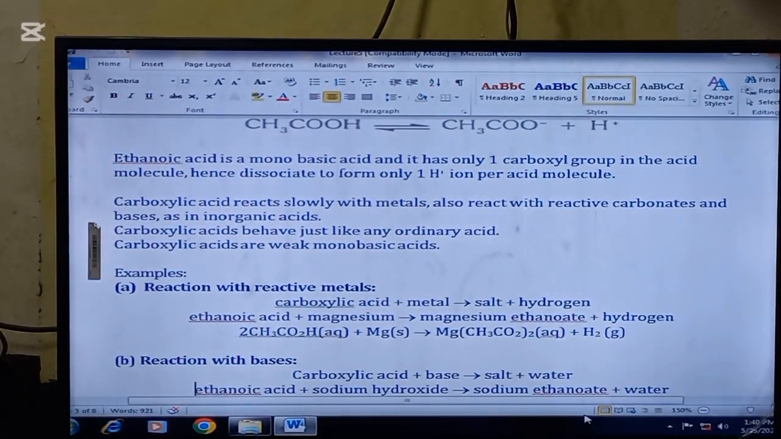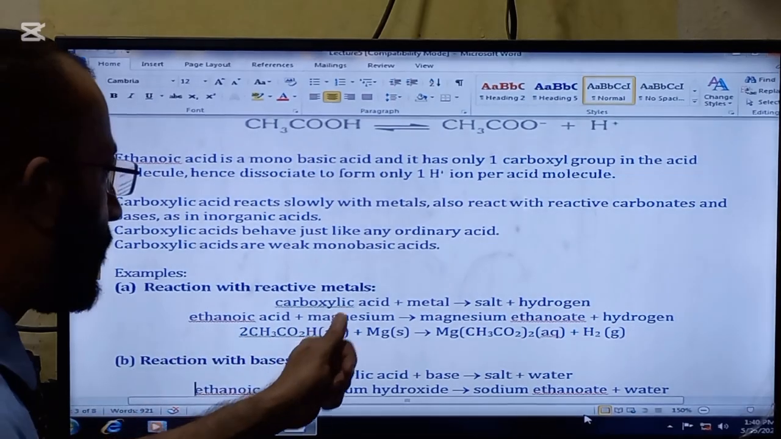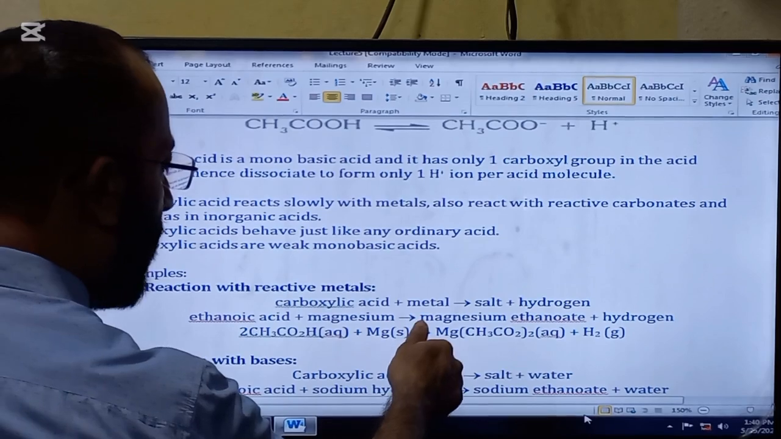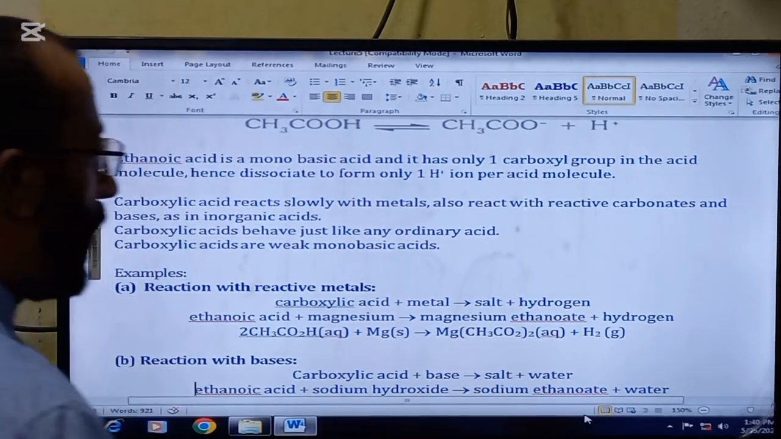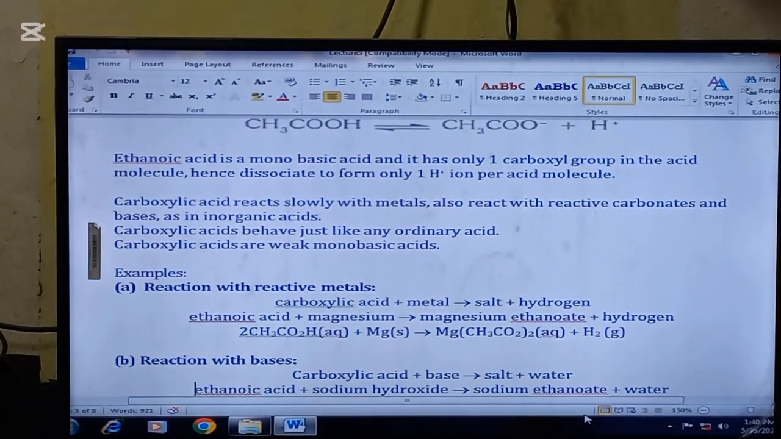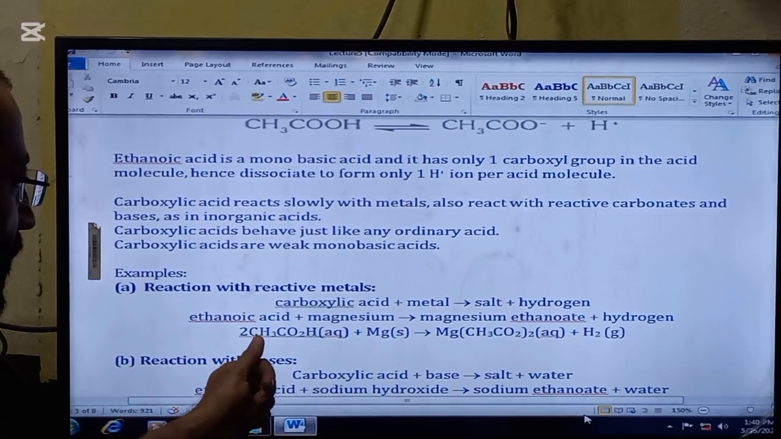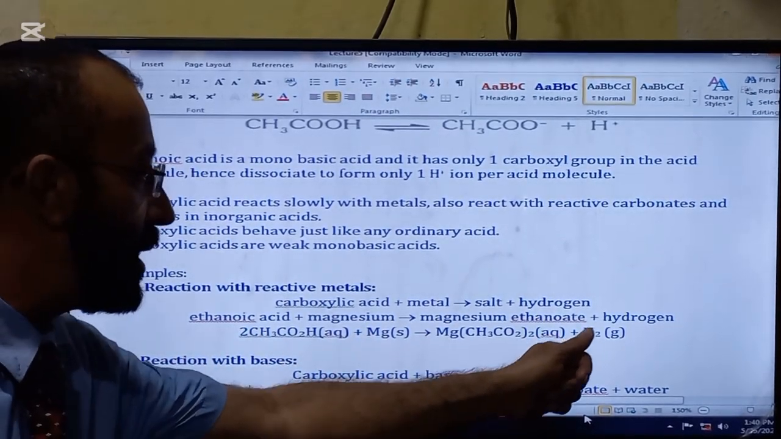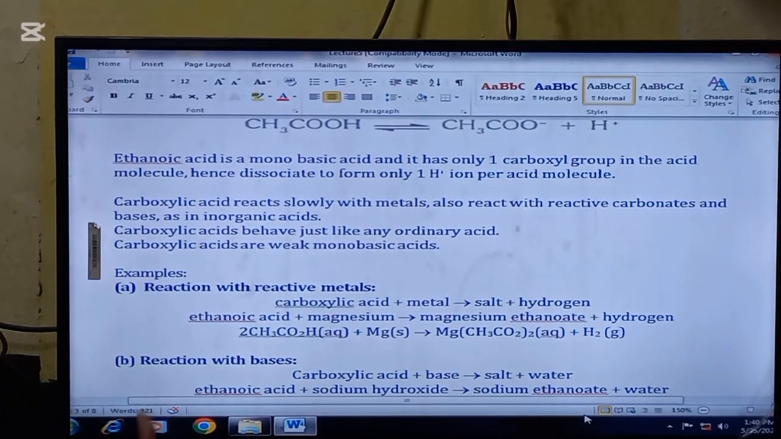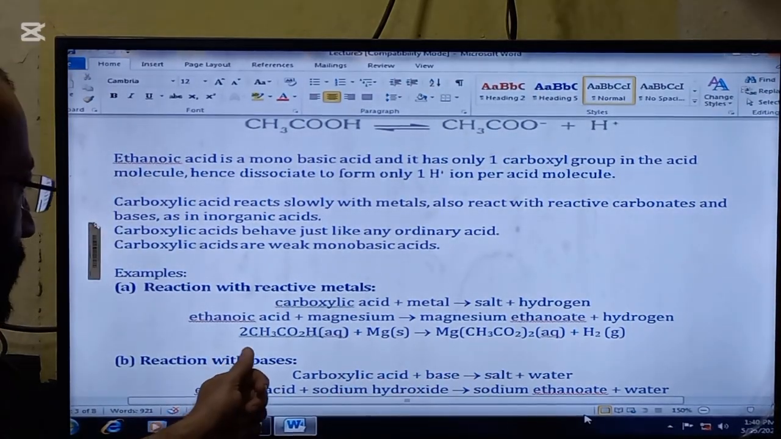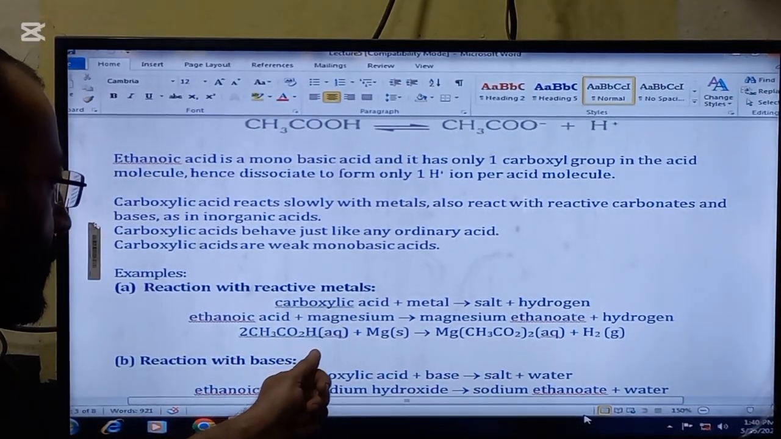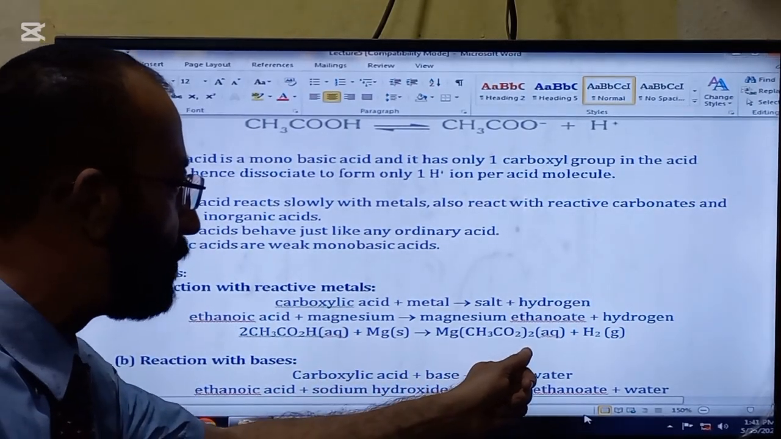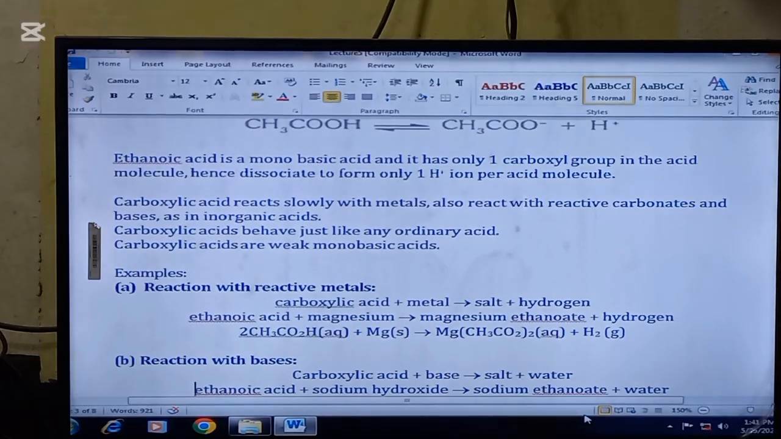Examples are here. Reaction with reactive metals. When carboxylic acid reacts with metal, it forms salt and hydrogen. For example, ethanoic acid when reacted with magnesium forms magnesium ethanoate and hydrogen. And here is the equation. 2CH3COOH plus Mg forms Mg(CH3COO)2 plus H2.